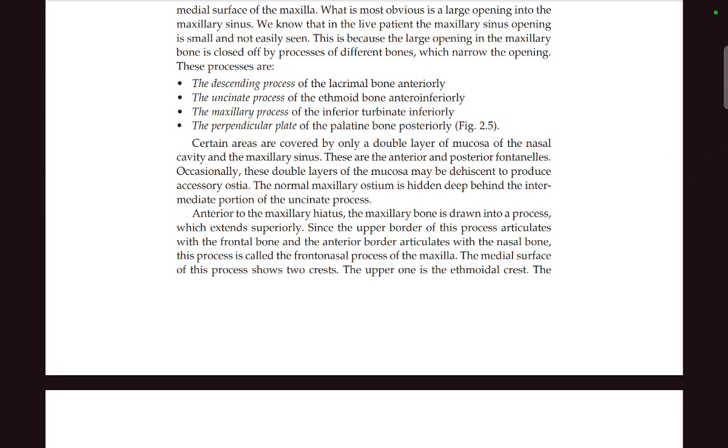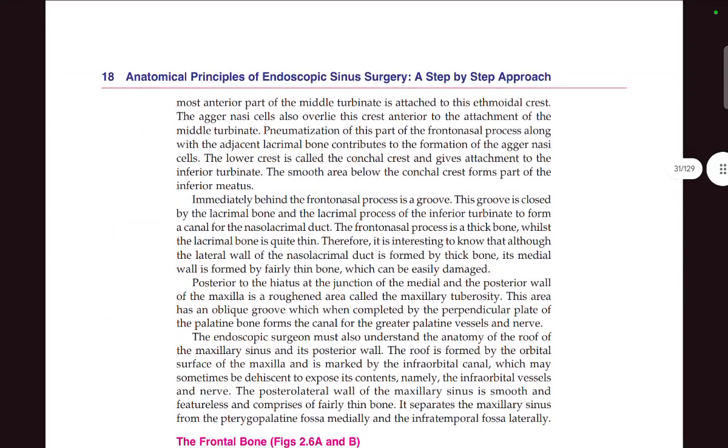Anterior to the maxillary hiatus, the maxillary bone is drawn into a process which extends superiorly. Since the upper border of this process articulates with the frontal bone and the anterior border articulates with the nasal bone, this process is also called the frontonasal process of the maxilla. The medial surface of this process shows two crests. The upper one is the ethmoidal crest. The most anterior part of the middle turbinate is attached to this ethmoidal crest.